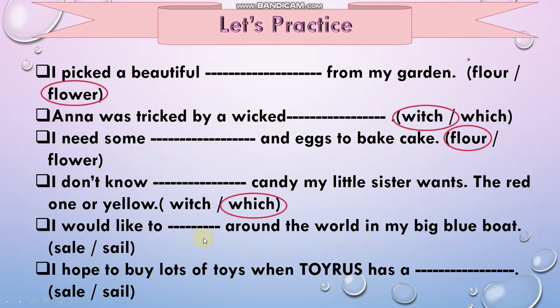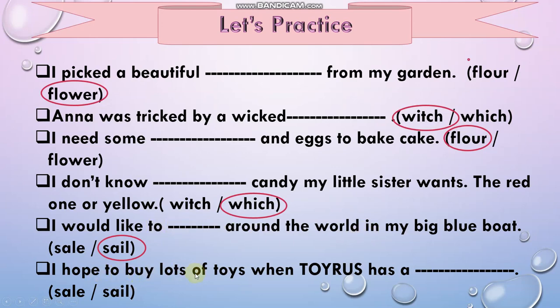I would like to dash around the world in my big blue boat. Now, which sail am I going to be using there? This one or this one? Around the world in a big blue boat. So, I'm going to be using this one. That's the verb I'm looking for. To sail around the world.